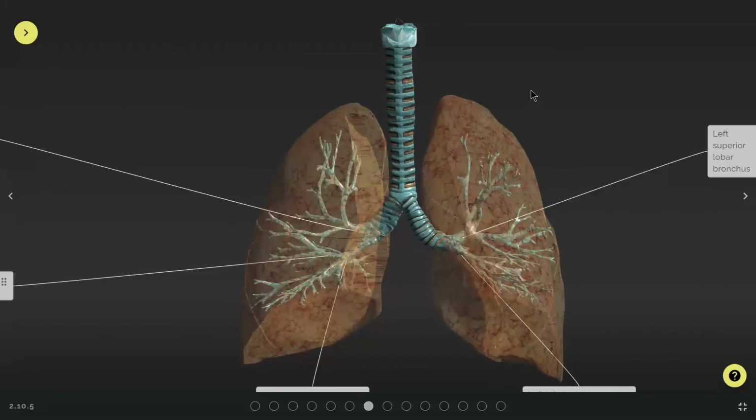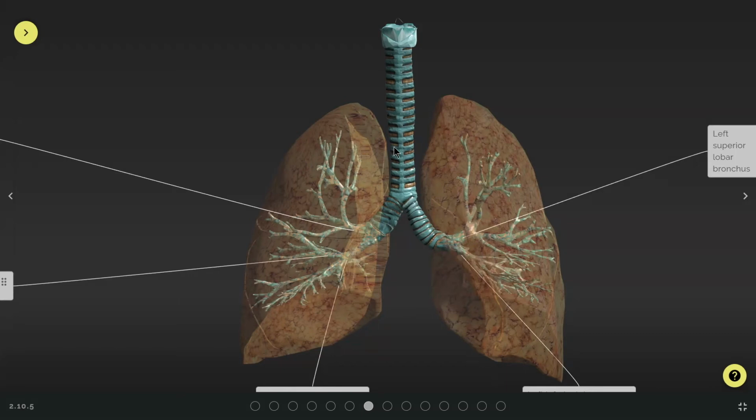All right, so next we're going to go to the lungs. We just talked about the heart and how it works side by side with the lungs to get that oxygen into your bloodstream so that you can send it off to your different muscles and organs. So let's talk about the lungs.